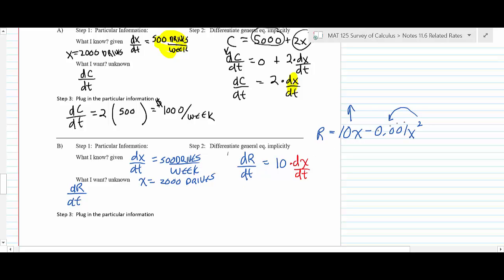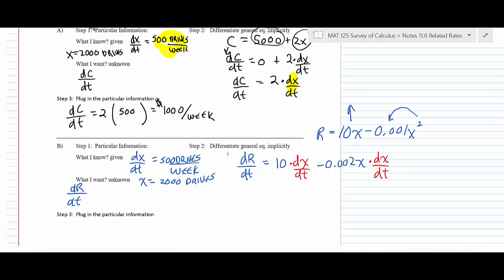Now we do the power rule, so we have minus 0.002 times x. Again, the variables don't match, so we also have to multiply that by dx over dt. That's the implicit differentiation that we worked on last week. Does everybody understand that derivative? Remember we're doing dr dt, and the t and the x don't match. That's the reason we have to put in that dx over dt.